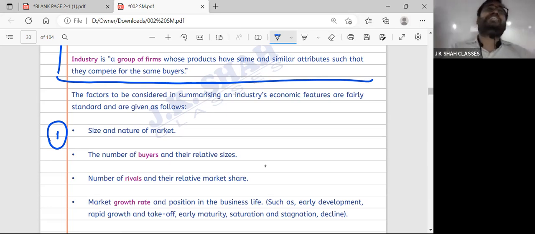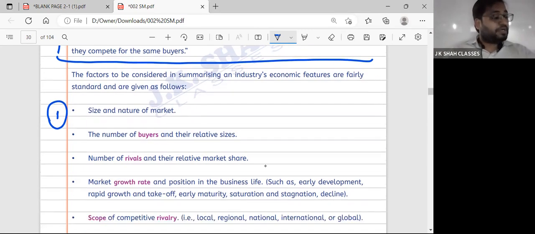So the size and nature of market, you understood size? India is a big market. So if you want to do business in India, is it a good dominant economic feature? Yes. Why do foreign companies want to do business in India? India is a huge market, a spending population. We like to spend.